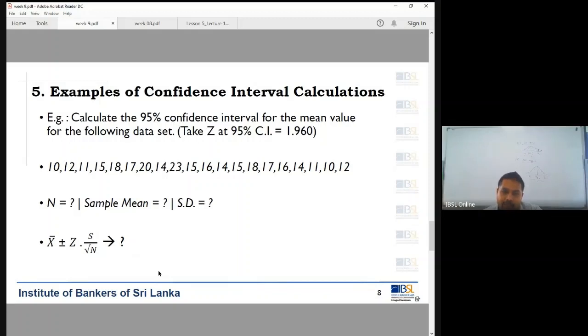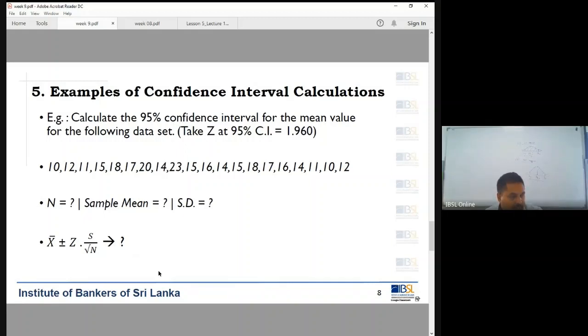Calculate the 95% confidence interval for the mean value of the following data set. And similarly, I'm asking for 95%. So the confidence interval value for the Z corresponding to 95%, you could take as 1.96, both plus or minus. Okay. So if you look at the raw form of this question, how many items can you see here? You have 10, 12, 11.